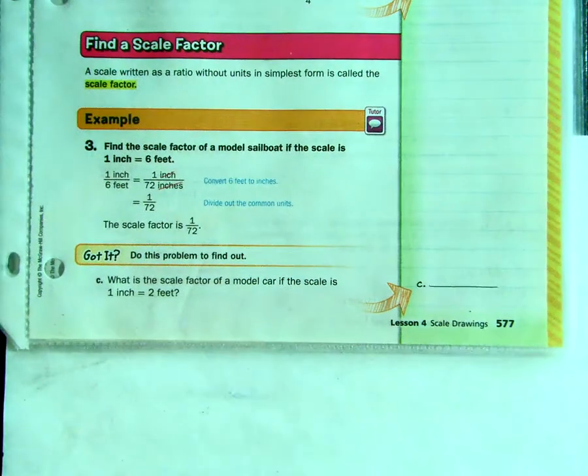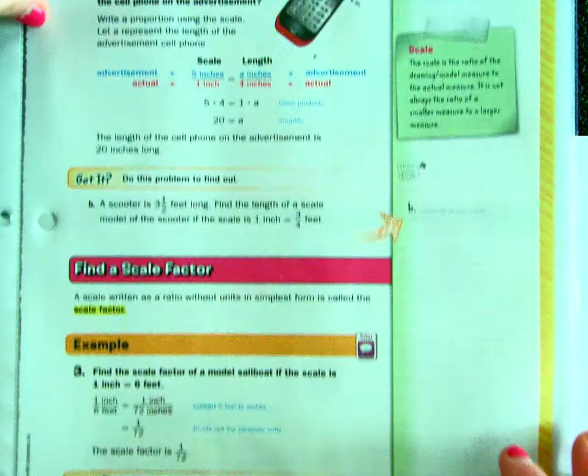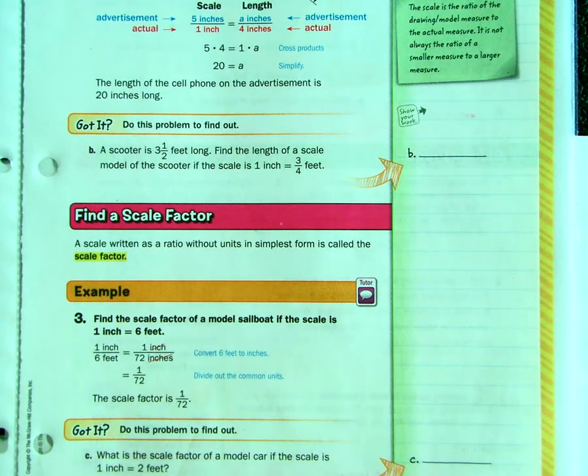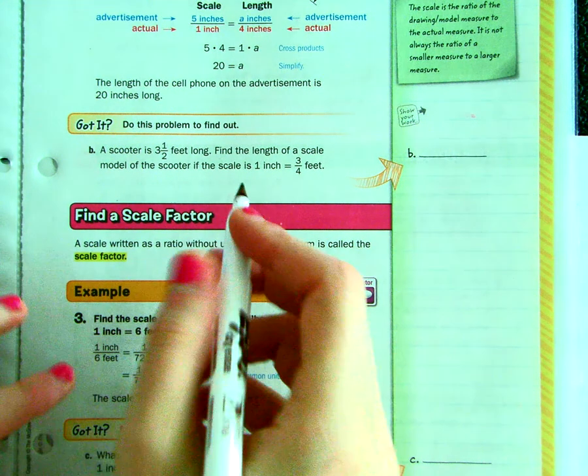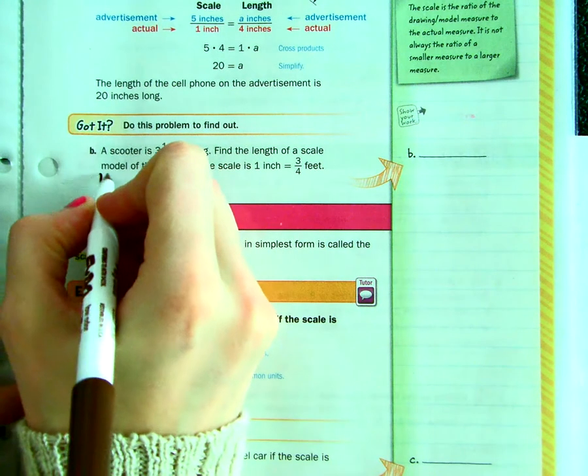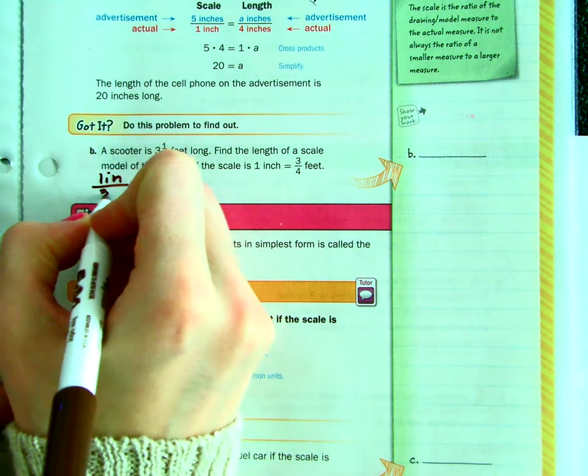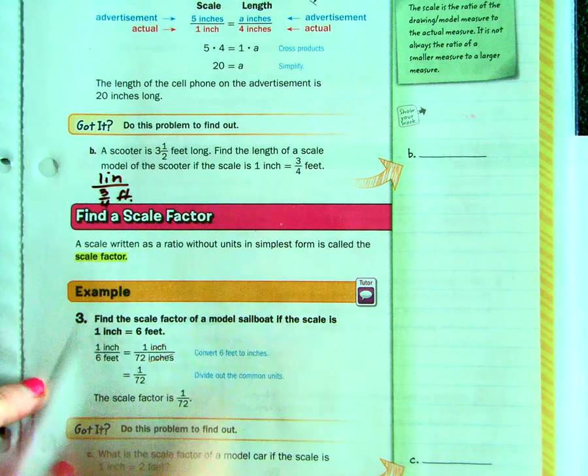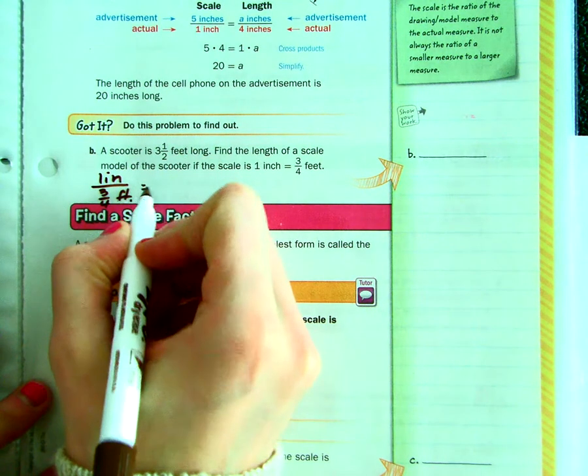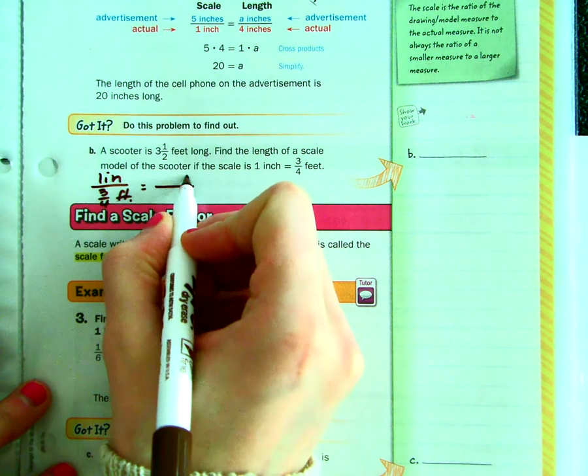Okay? Another example, if we look at letter B. A scooter is 3.5 feet long. Find the length of a scale model of the scooter if the scale is 1 inch equals 3/4 feet. Okay? So again, when I'm trying to find the actual distance or the actual length of something, I always start with my scale. I always have to set my scale up first. So they tell me 1 inch is equivalent to 3/4 feet. Okay? And I'm going to set up a proportion. And in a proportion, again, our labels are always the same.